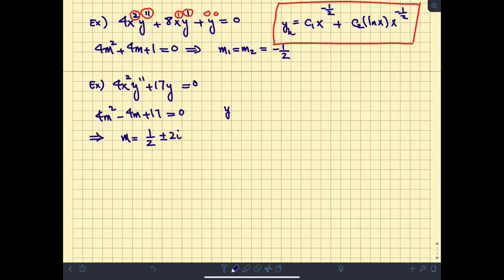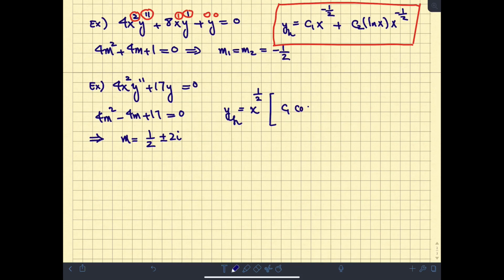So now I can write this homogeneous solution as x to the power of the real part of my complex conjugate pairs, so x to the power of 1/2. And then this becomes C1 cosine of 2 ln of x. The 2 comes from the coefficient of the imaginary part of my complex number, and the ln of x is just there. That will be my argument for my cosine. And then it will be plus C2 sine of, this time, 2 ln of x.